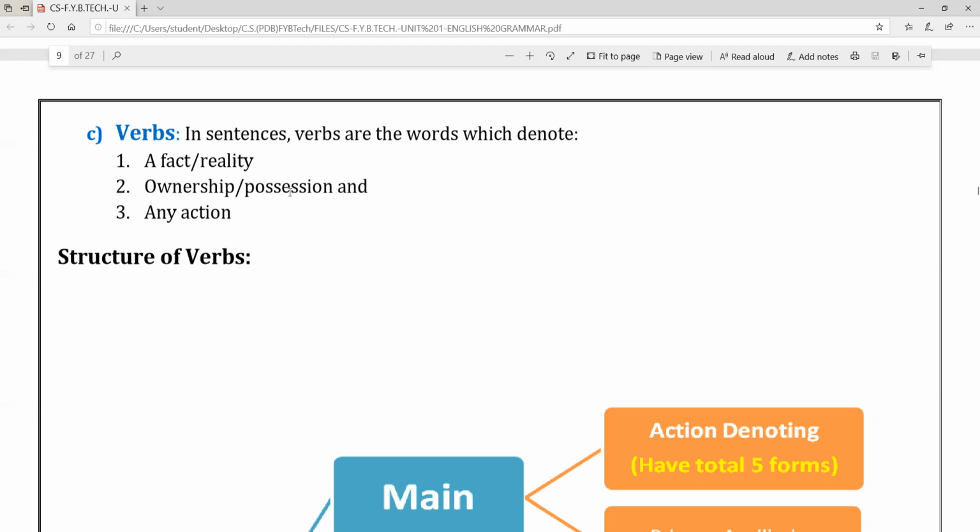So these are the has or have. These are the auxiliary verbs, yes, these are the auxiliary verbs which function as the main verb and which show the ownership or possession.